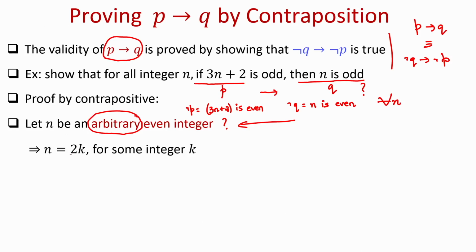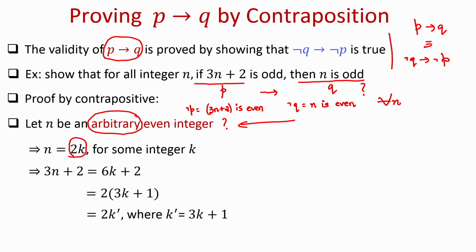Since n is arbitrary, but I know it is even, I can write it in the form 2 times k, where k is some integer which could be either positive or negative, and then it is easy to see that 3n plus 2 can also be represented as an integer of the form 2 times k prime, where k prime is some integer. And hence, my implication in the contrapositive direction is true, and that is why my original implication is also true. So, now you can see the proof is so convenient.